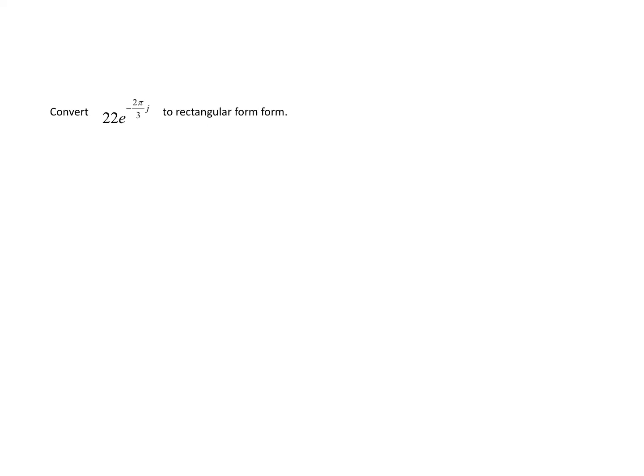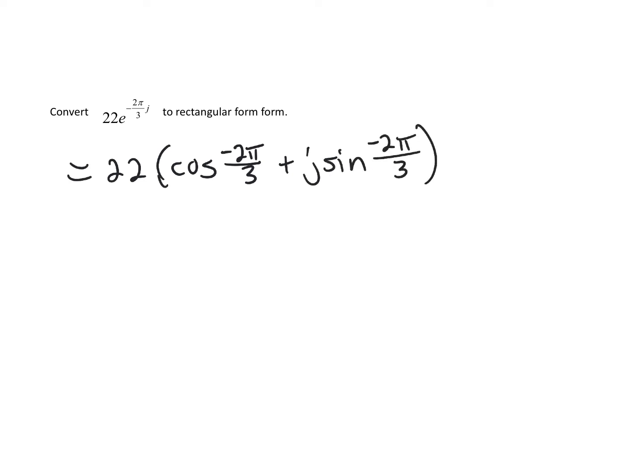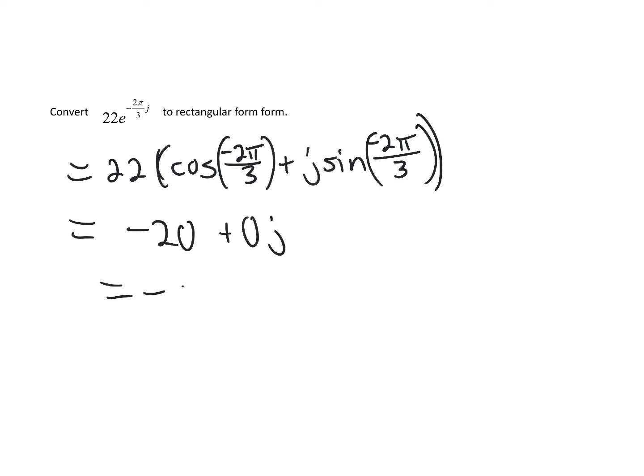One last example. This time we have it in exponential form and we want it in rectangular. We can make use of the trig form again. Let's put these in brackets. Probably make less mistakes in your calculator if you have those in brackets. Now, if you're going to do this in your calculator, make sure you're in rads for calculation purposes. We get negative 20 plus 0j, so this is just equal to negative 20.